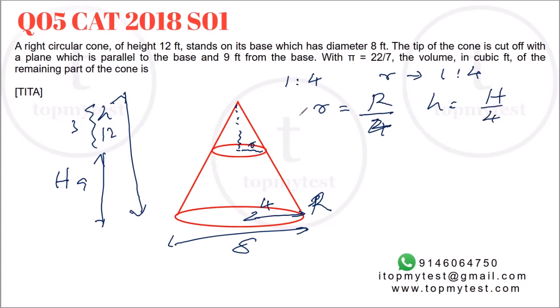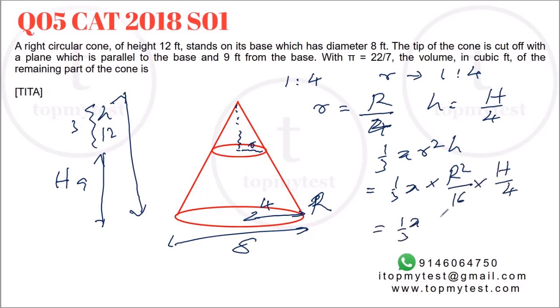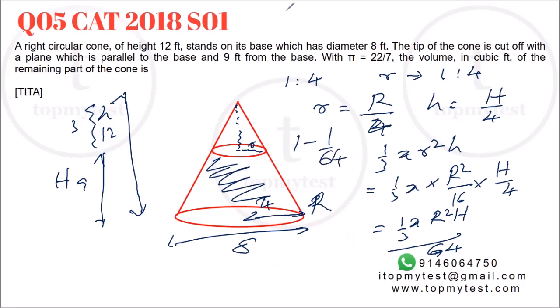What will be the volume of the smaller cone which is taken off? 1/3 pi r square h, which is same as 1/3 of pi into R square by 4 square, which is 16, into H by 4, which is same as 1/3 pi R square H by 64, which means 1 by 64 of the full volume is gone. So the balance volume left is 1 minus 1 by 64, which is 63 by 64 of the full volume.